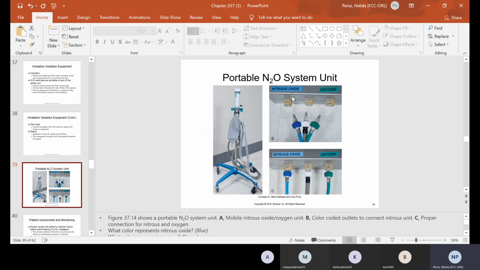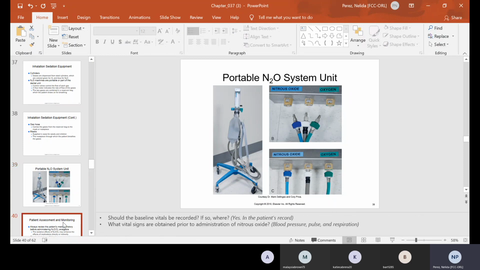Here is the setup in the office if you have to hook up the hoses. The reason you need to know this is that the hoses are color coded: blue is nitrous, green is oxygen, and white in the middle. You need to know this so you don't put it in the wrong place. The good thing is that usually everything is labeled, so just follow the markings on the label.